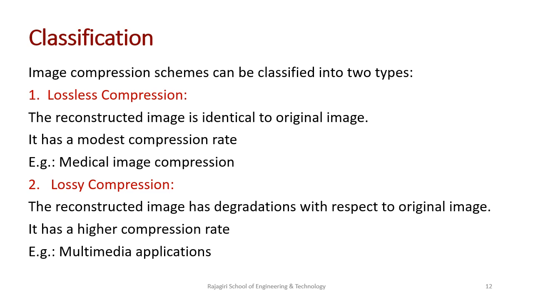In lossy compression, on the other hand, compression is achieved by removing redundancies as well as information present in the image. This means that the reconstructed image will have certain degradations with respect to the original image. However, a much higher compression rate can be achieved. This is used in applications such as multimedia, where a certain amount of degradation is acceptable.